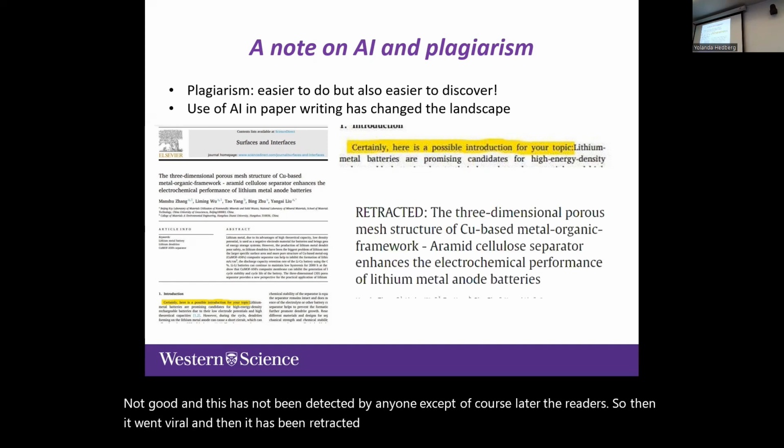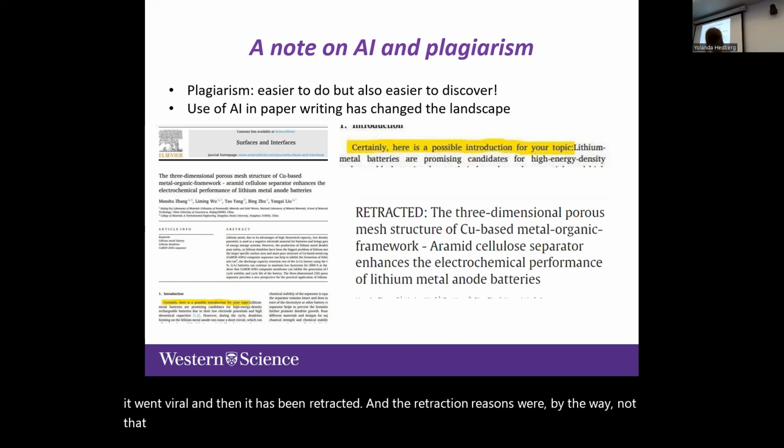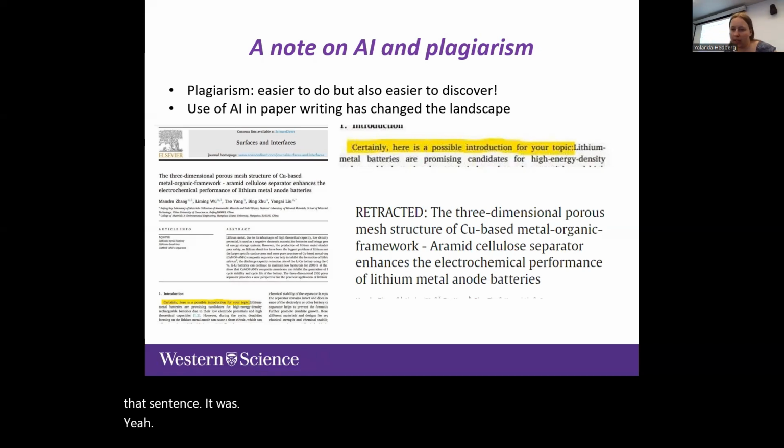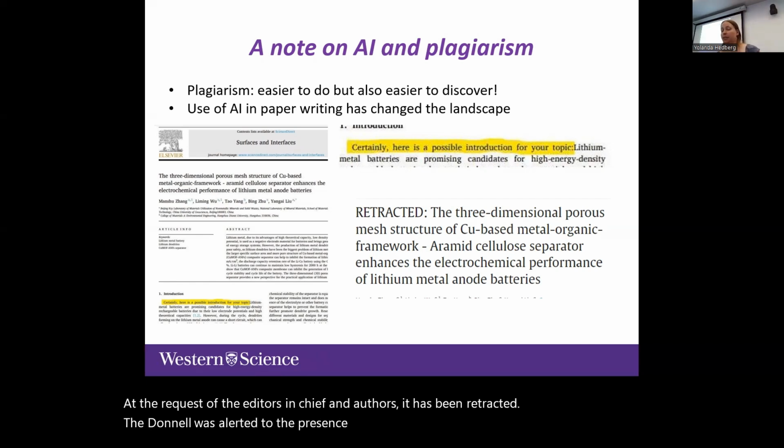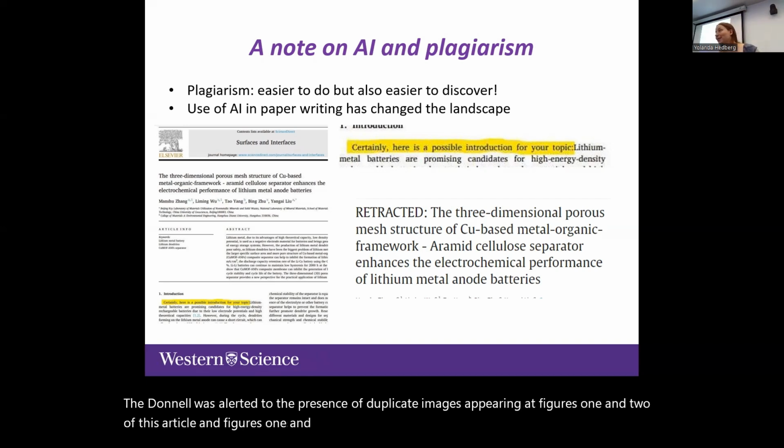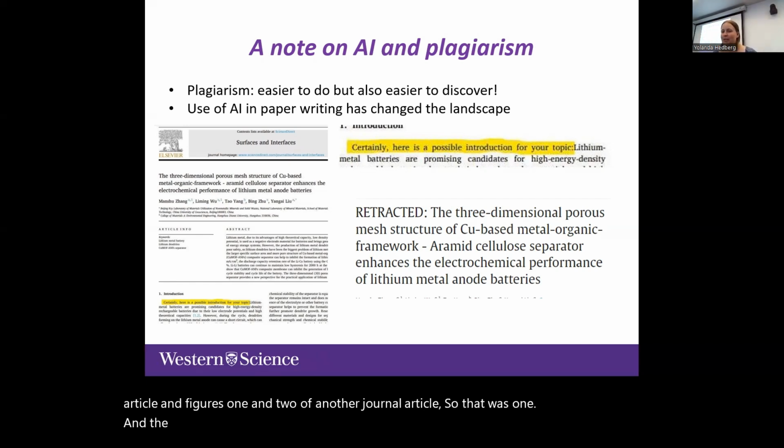And the retraction reasons were, by the way, not that sentence. It was, let me check: at the request of the editors-in-chief and authors, it has been retracted. The journal was alerted to the presence of duplicate images appearing at figures 1 and 2 of this article and figures 1 and 2 of another journal article. So that was one. The investigation by the journal confirmed substantial duplication of text and image data between these two articles. Very bad idea.